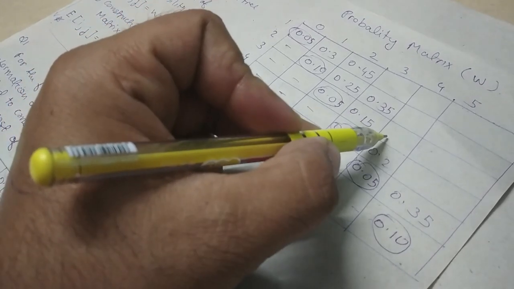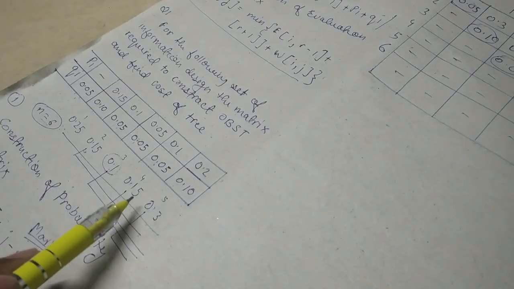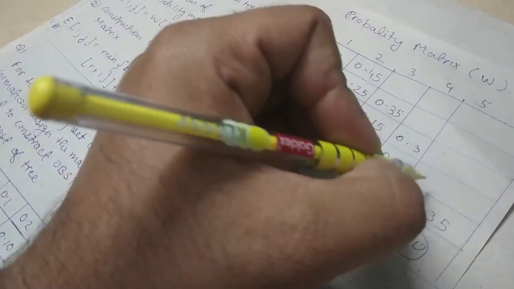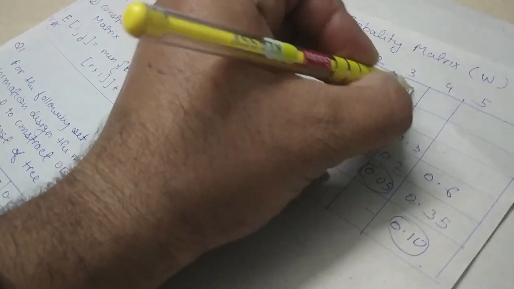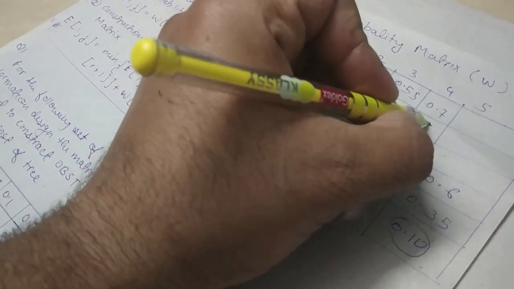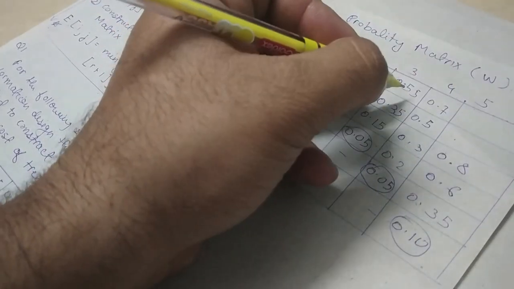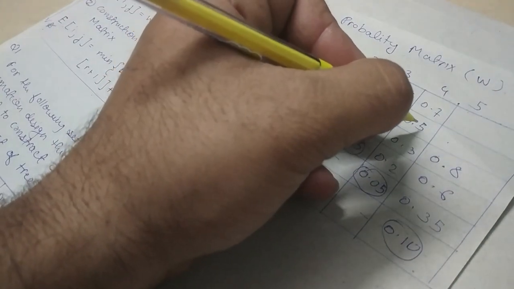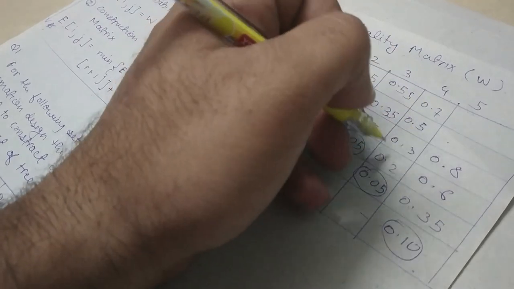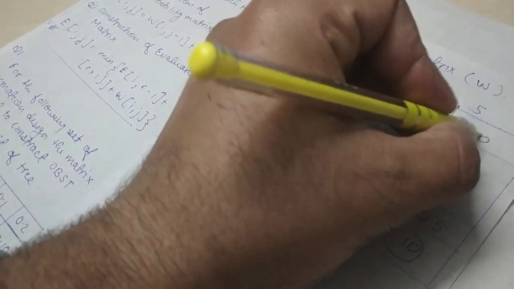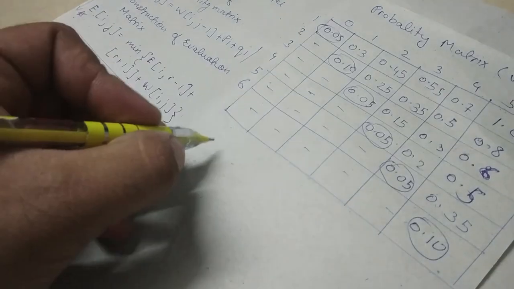0.15, and I want the fourth one, so I will use this fourth and I will add. So here it will be 0.3, 0.6, and here it will be 0.55, 0.7, 0.5. Go diagonal wise. I have done it because I have the solution in front of me. So this will be 5, this will be 6, 0.8, and 1.0. So this is how we are getting all the values. If you practice now, you will do this in 2 minutes. It is very time saving. So the first part is done.